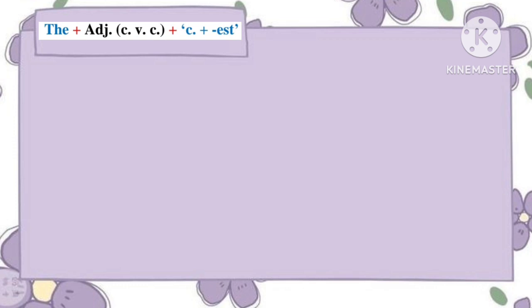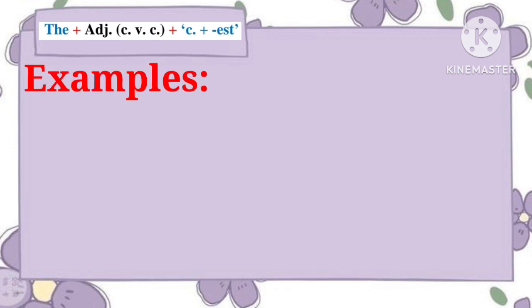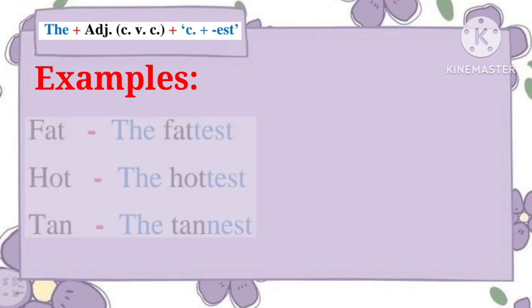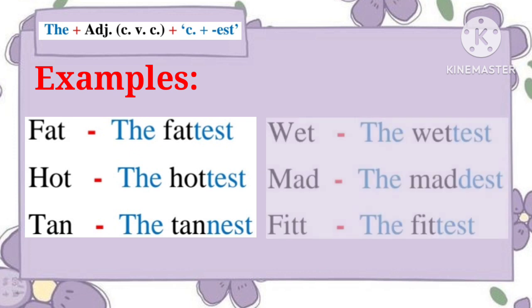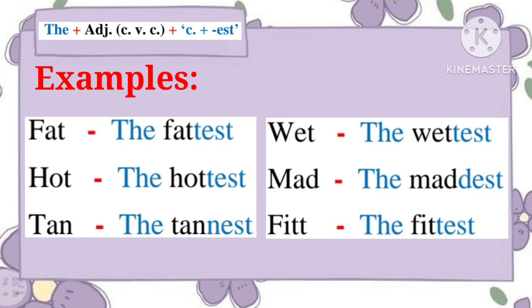The adjectives formed by consonant, vowel, consonant: the last consonant is doubled. Use the and add est. For example, fat, the fattest, hot, the hottest, thin, the thinnest, wet, the wettest, mad, the maddest, fit, the fittest.